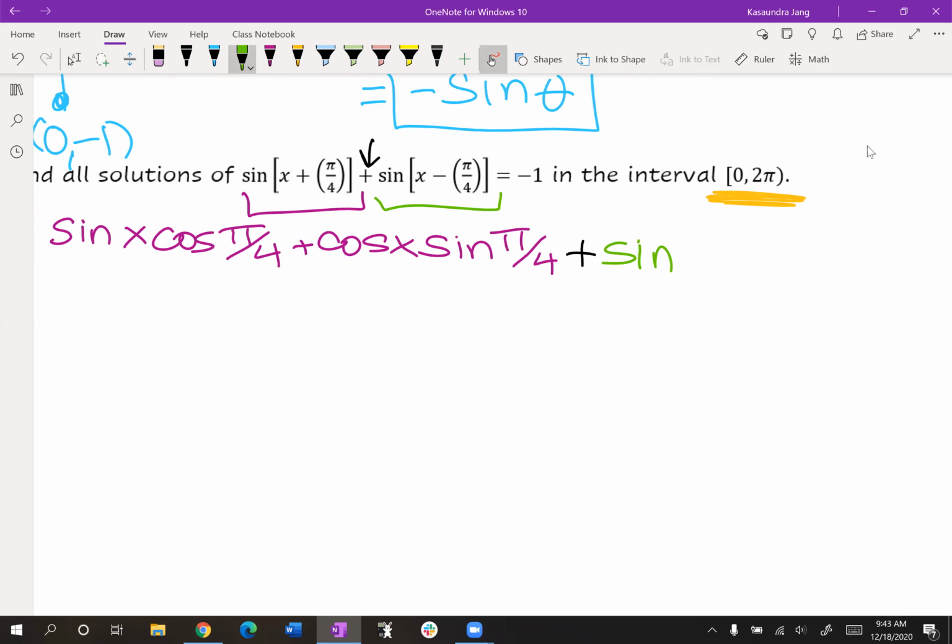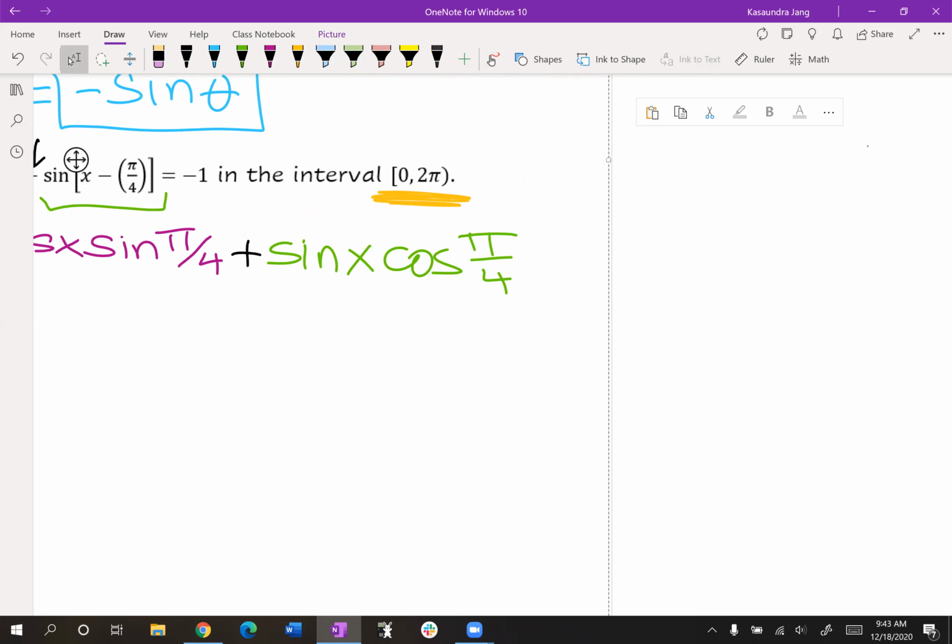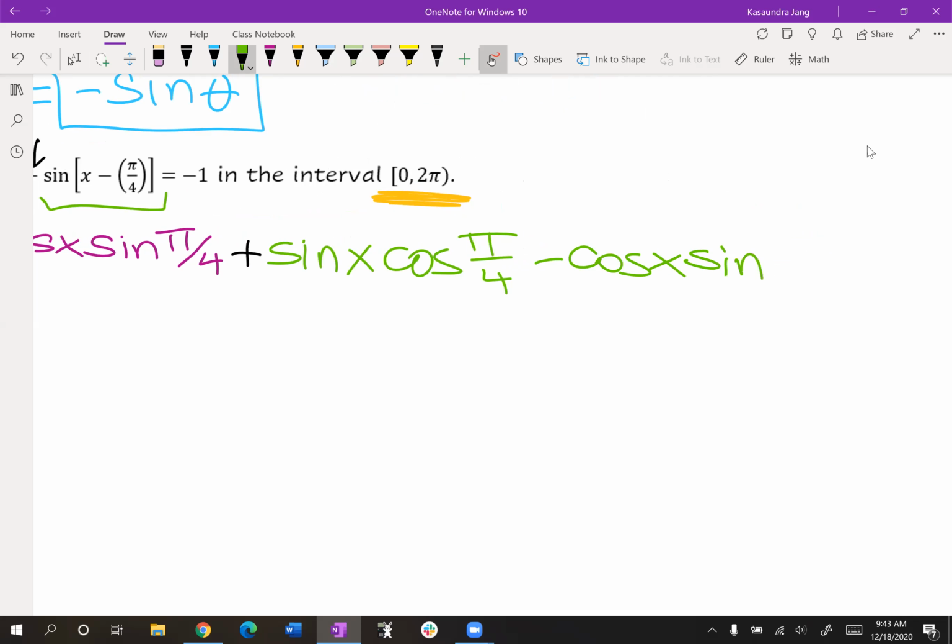All right, so let's see: sine of x, my first angle, cosine of my second angle, pi fourths. Scoot this over here a little bit. And then again, I'm going to change the sign now. It's subtracting now. So subtract my cosine of the first angle x and sine of the second angle pi fourths. Now this is supposed to equal -1.